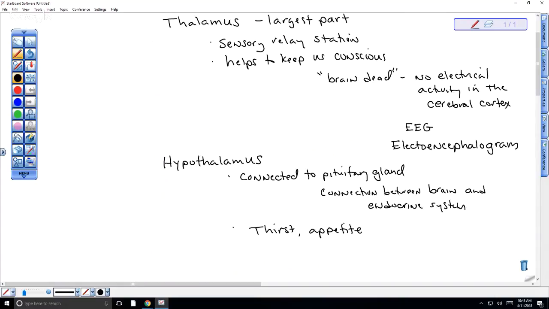It also is responsible for sexual arousal. So this is the unconscious sexual arousal. So this is just unconscious. We'll talk about this, it's almost like a reflex. So just like thirst and appetite, kind of our reflex, sexual arousal can also be a reflex.